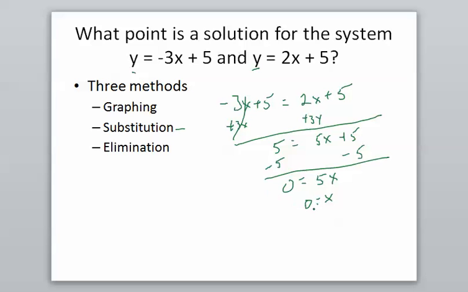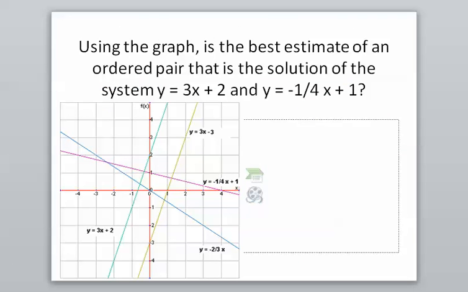So when x is equal to 0, I can substitute that into either one of these two equations. And what am I going to get? y will be equal to 2 times 0 plus 5. That's 0 plus 5. That's 5. So y will be equal to 5. So the point where these two intersect is going to be at (0, 5). Okay? You can just as easily do this graphically or with elimination, but this is the way I chose to do it this time.